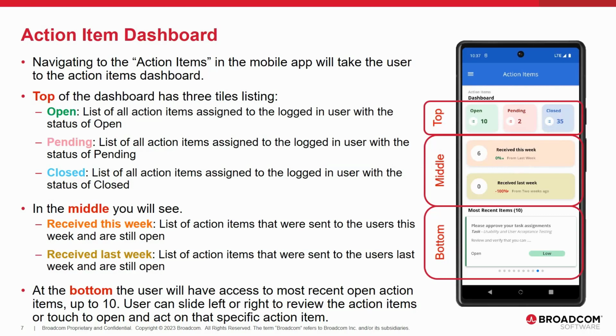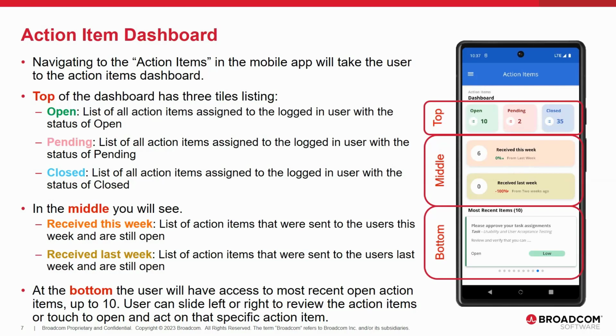In the middle of the dashboard, the user will see two tiles. The first will be received this week. This tile, when touched, will take the user to the list of action items that are assigned to the user with the status of open and were received by the user in the current calendar week. The second tile is received last week, which would take the user to the list of action items that are open, assigned to the user, and were received in the previous calendar week.